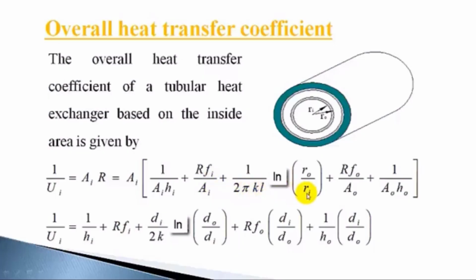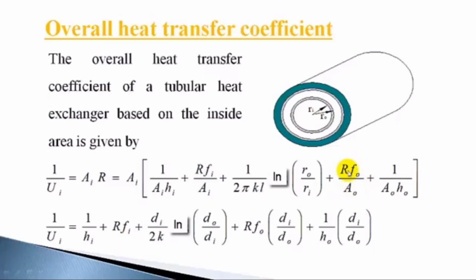Then you have conduction resistance, the conduction resistance through the wall: 1 by 2 pi KL into log R0 by Ri, where K is the thermal conductivity of the material of this wall, and L is the length of the heat exchanger. R0 is the outside radius of this inner pipe, and Ri is the inside radius of the inner pipe. So you get the conduction resistance. And again, you may have a fouling factor on the outside. If fouling is there, you can add this factor. Similarly, inside, if fouling is taking place, you can add this factor. So the fouling factor Rf0 divided by A0 will give the total fouling resistance.